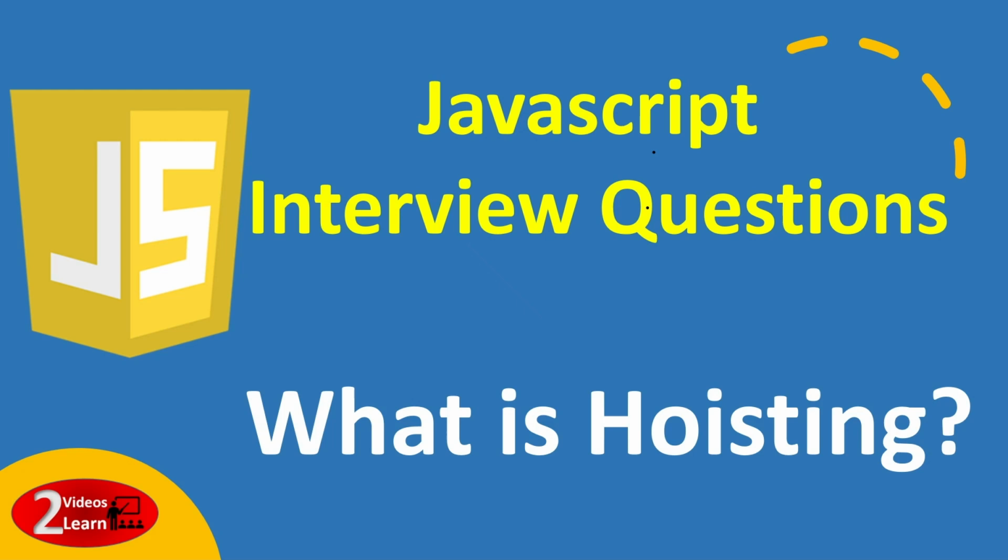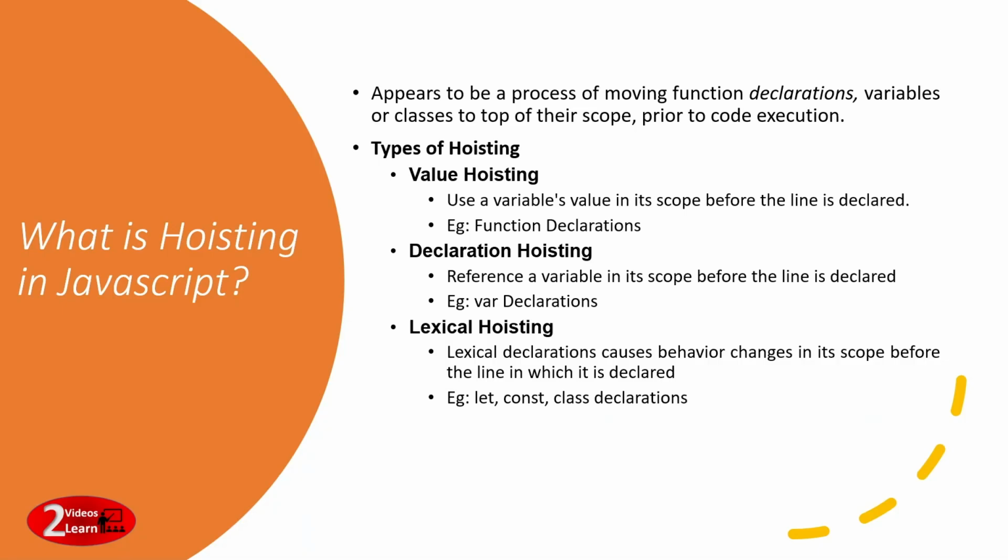What is hoisting in JavaScript? Hoisting appears to be a process of moving function declarations, variables, or classes to the top of the scope prior to the code execution. Based on the behavior, we can classify hoisting under three categories.